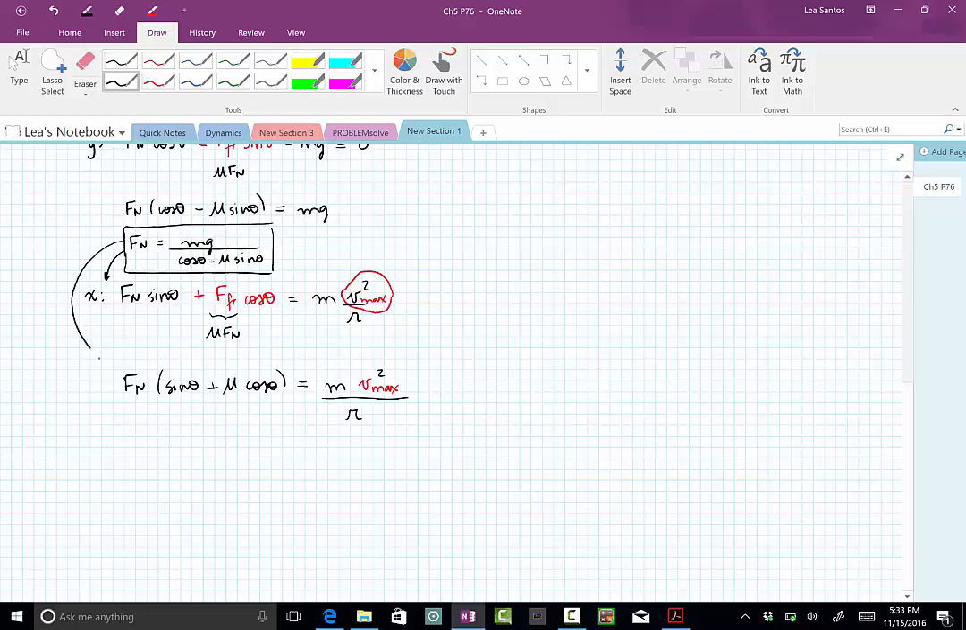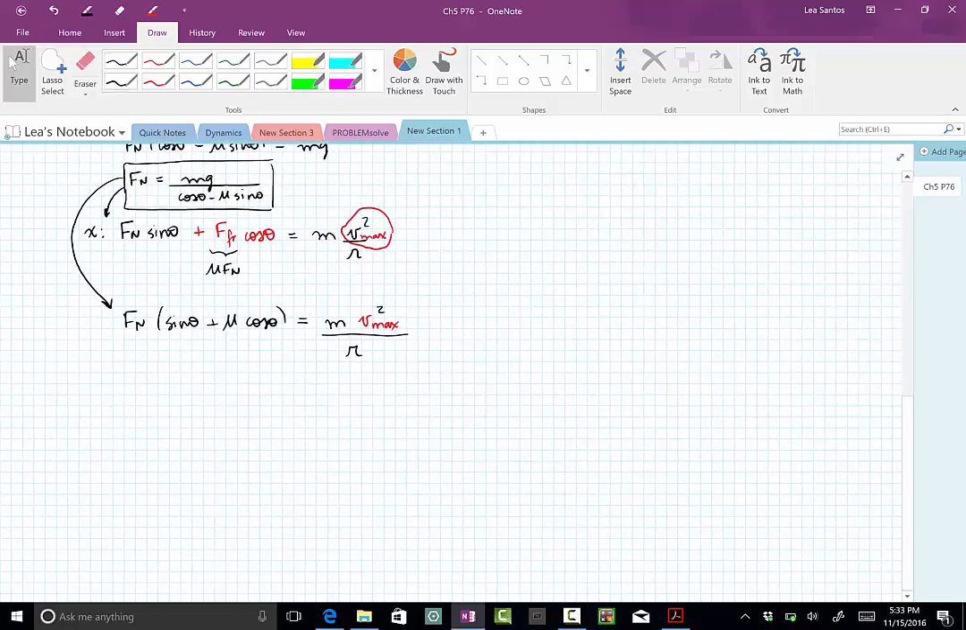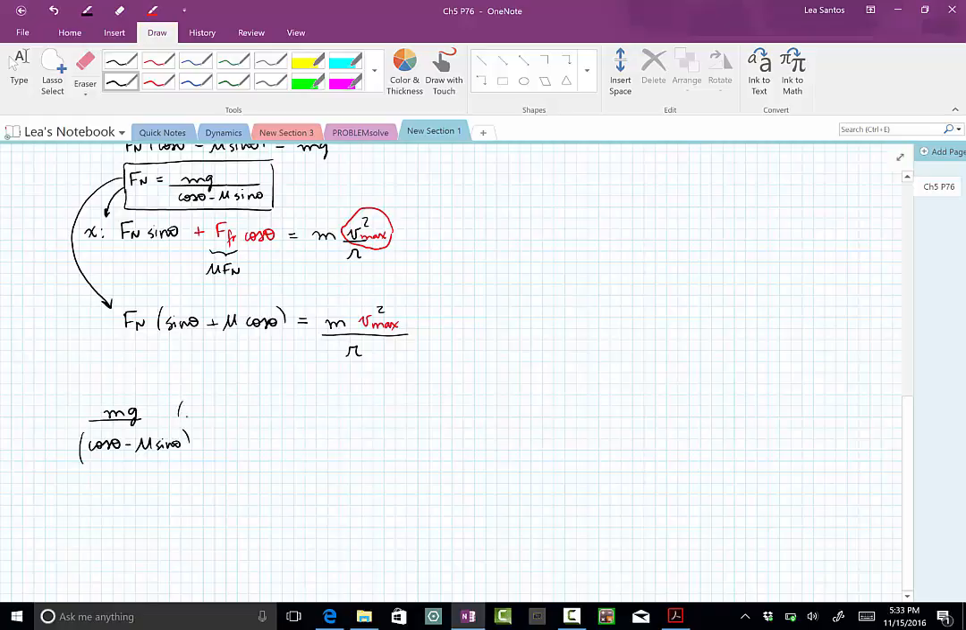Okay, so I isolated Fn. Let me put this here. All right, so what I have now is mg over cosine of theta minus mu sine of theta. This is the Fn. Multiply by all that sine of theta plus mu cosine of theta. On the right side, I have m, my unknown, which is my v max, and this is squared divided by r. Okay, everything here we have except the maximum speed that we are after and the mass.